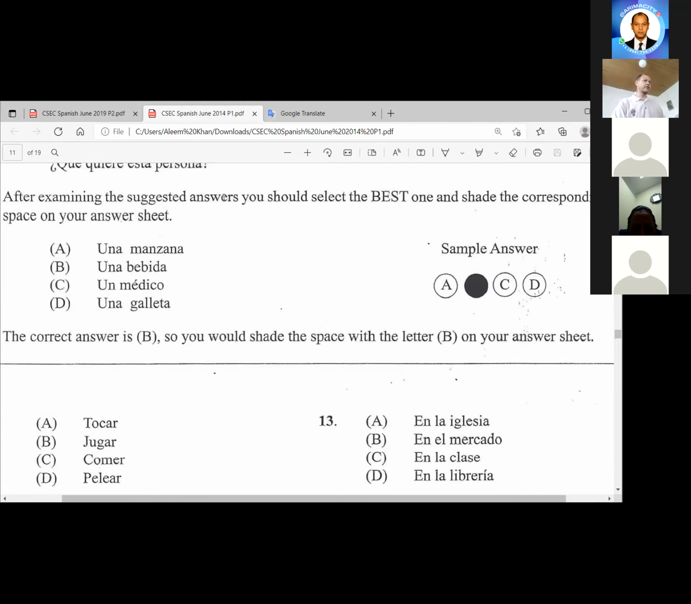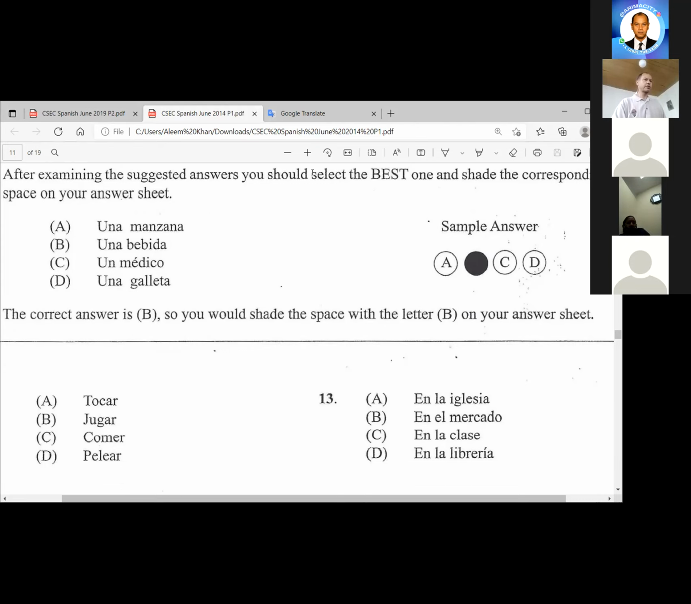After examining the suggested answers, you should select the best one and shade the corresponding space on your answer sheet. Okay, otra vez super fácil.